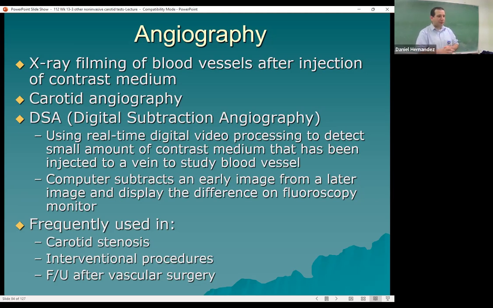So we can use angiography to visualize any vessels. This is the general term when we want to image the vessels. When we talk about specific arteries, that'd be arteriography. When we want to look at veins, venography.